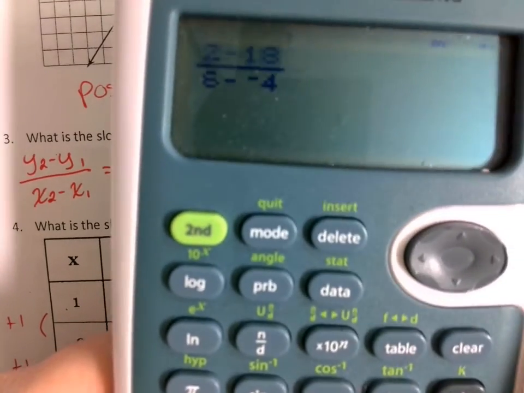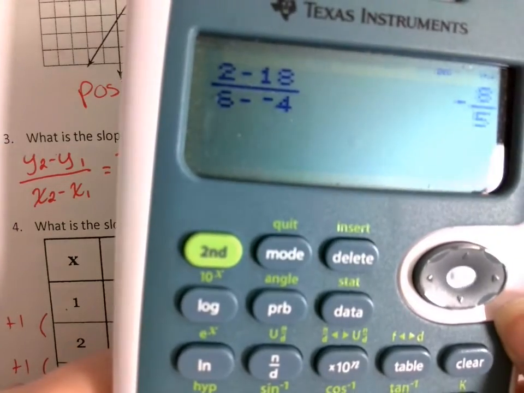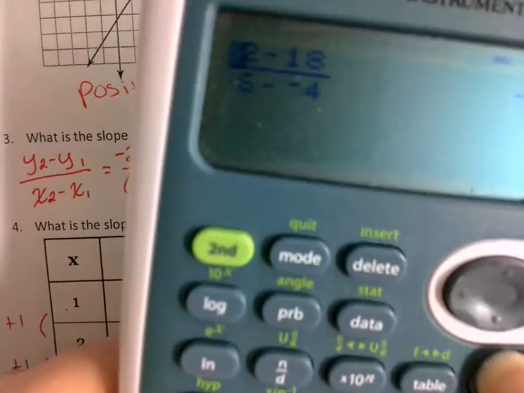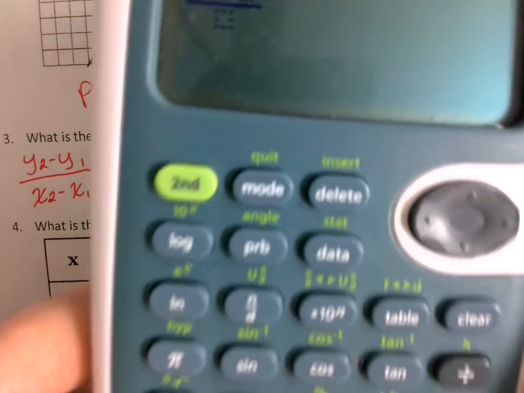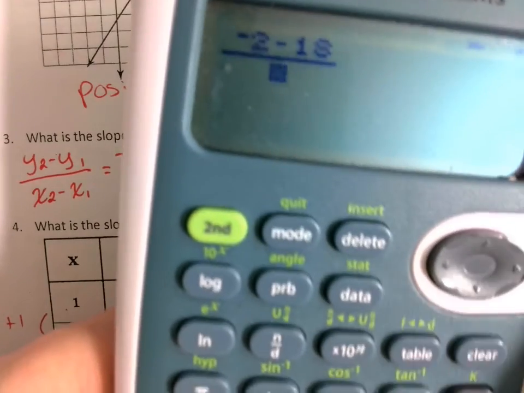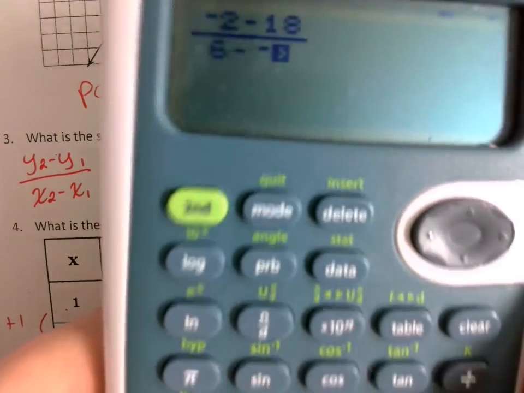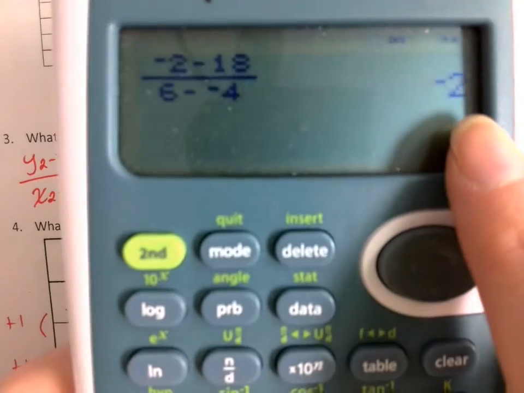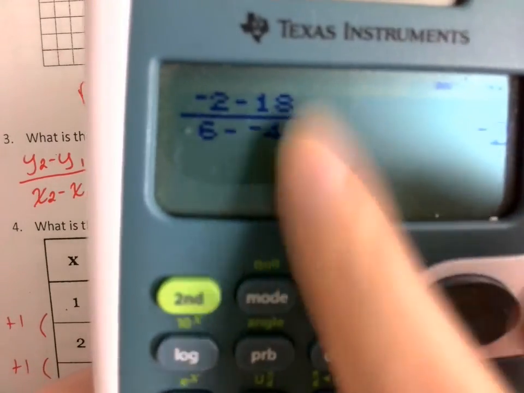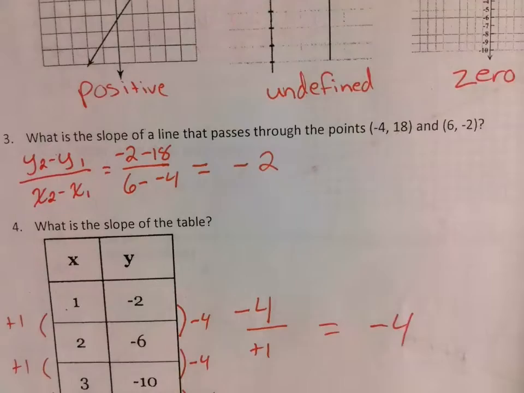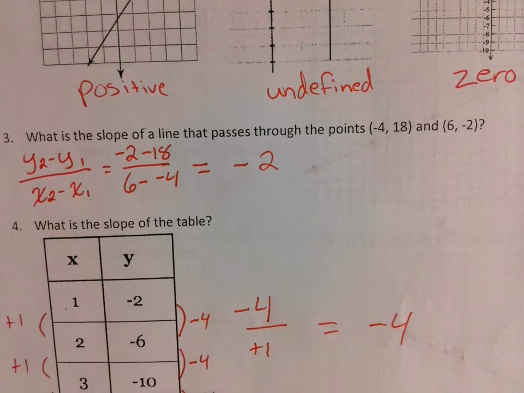Oof, I typed something wrong, didn't I? Oh, -2, my bad. -2 minus 18 over 6 minus -4, and it'll come out to -2. So just type it exactly as it should be in the fraction form, hit enter, and it'll spit out to you what your fraction or whatever your slope is going to be.